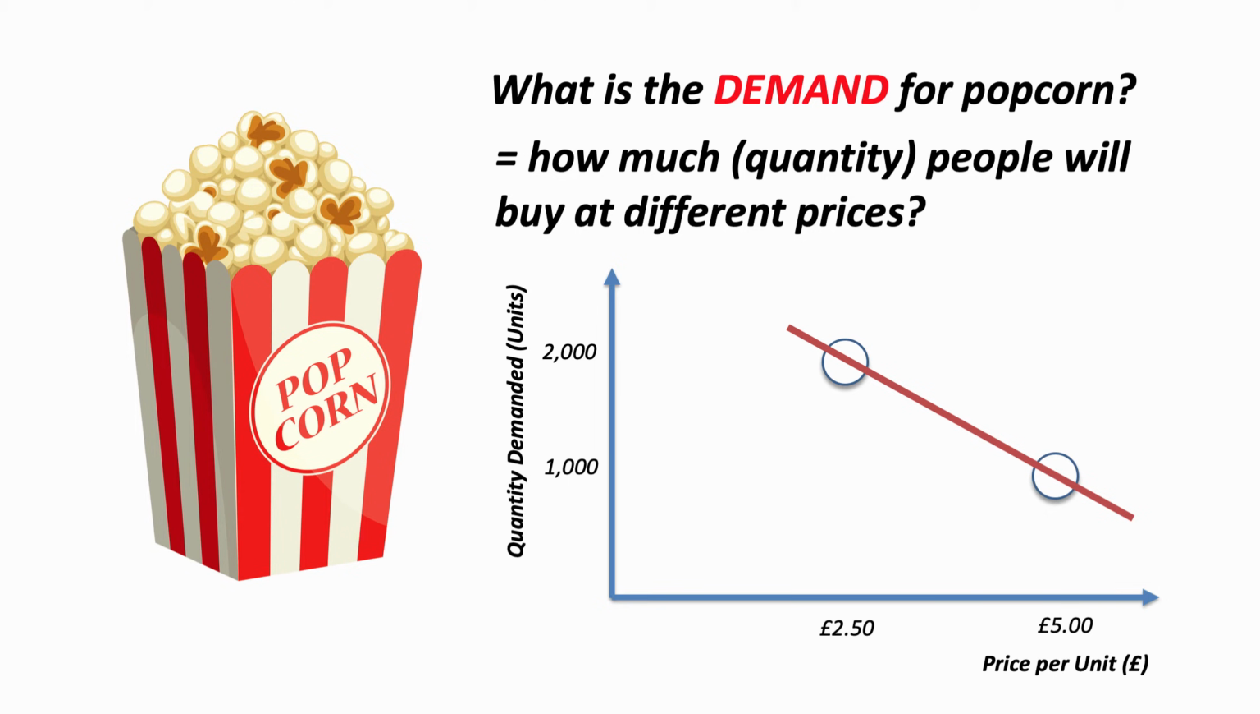So you can see that demand is an indicator as to how much people are prepared to buy as the price varies, and of course we link that to a concept called price elasticity of demand, which looks at the sensitivity of demand to changes in price. But that's what demand is.